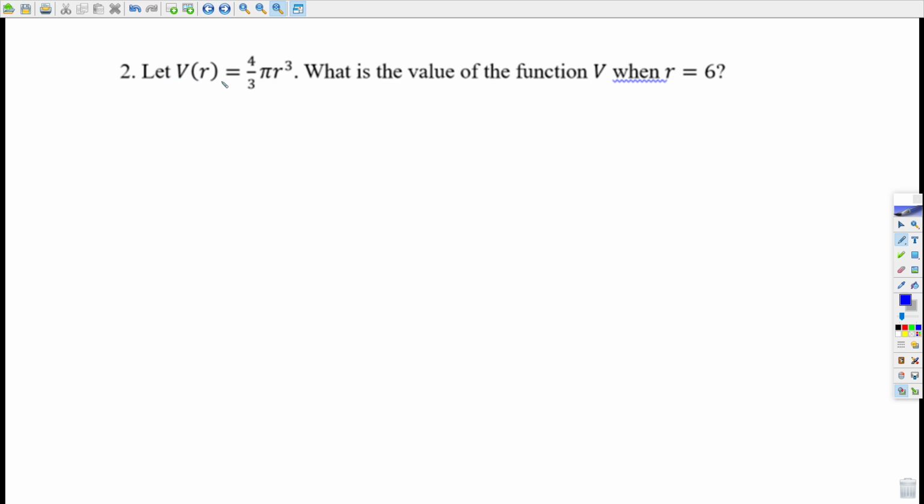And number 2, I'm just going to do a quick overview of this. What is the value of the function v when r is 6? That's just telling you to plug 6 in here. So you're doing v of 6, 4/3 pi times 6 cubed. That just means 6 times 6 times 6. And then you evaluate this left-hand side, and you'll eventually get an answer here. So I want you to try that as well.